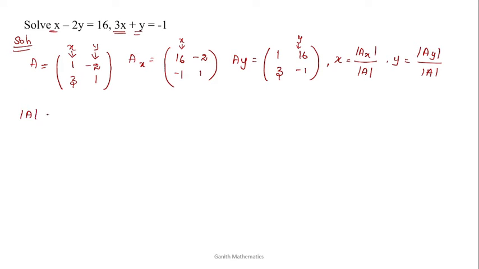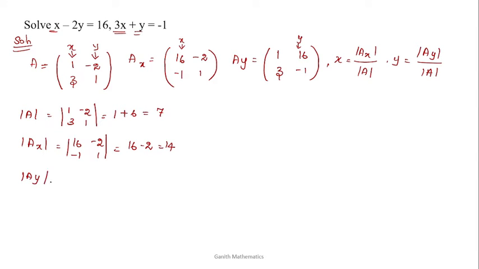So what is determinant of A? Determinant of A is nothing but 1, minus 2, 3, 1. And I taught you how to find the determinant. So it is 1 plus 6, that is equal to 7. And determinant of Ax, this is 16, minus 2, minus 1, 1. So it is 16 minus 2, that is 14. And next is Ay. Ay is 1, 3 and 16, minus 1. It is minus 1 minus 48. So it is minus 49.